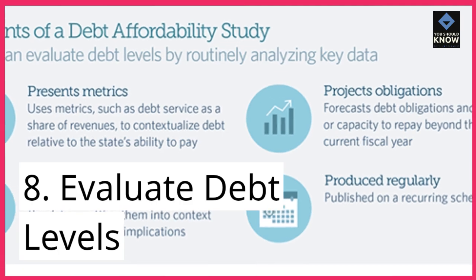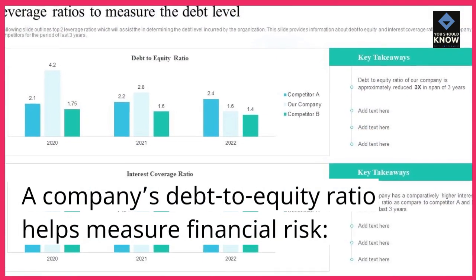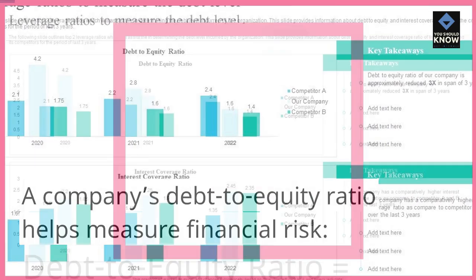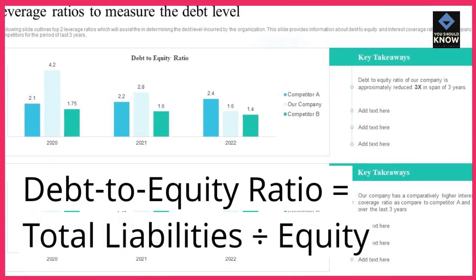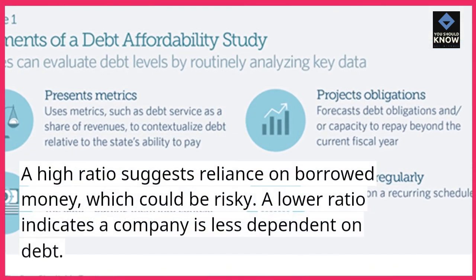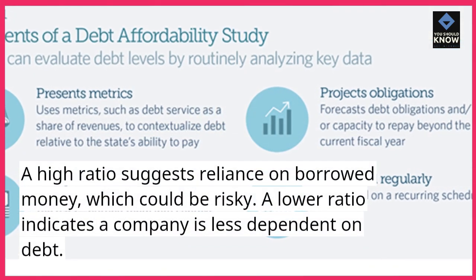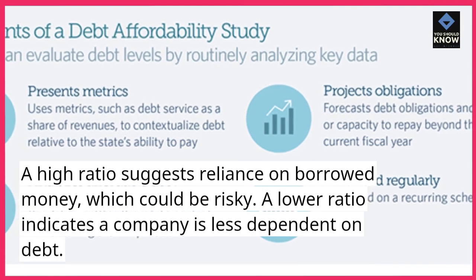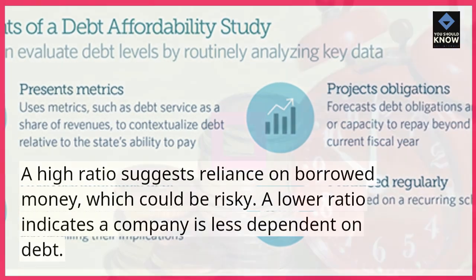8. Evaluate debt levels. A company's debt-to-equity ratio helps measure financial risk. Debt-to-equity ratio equals total liabilities divided by equity. A high ratio suggests reliance on borrowed money, which could be risky. A lower ratio indicates a company is less dependent on debt.